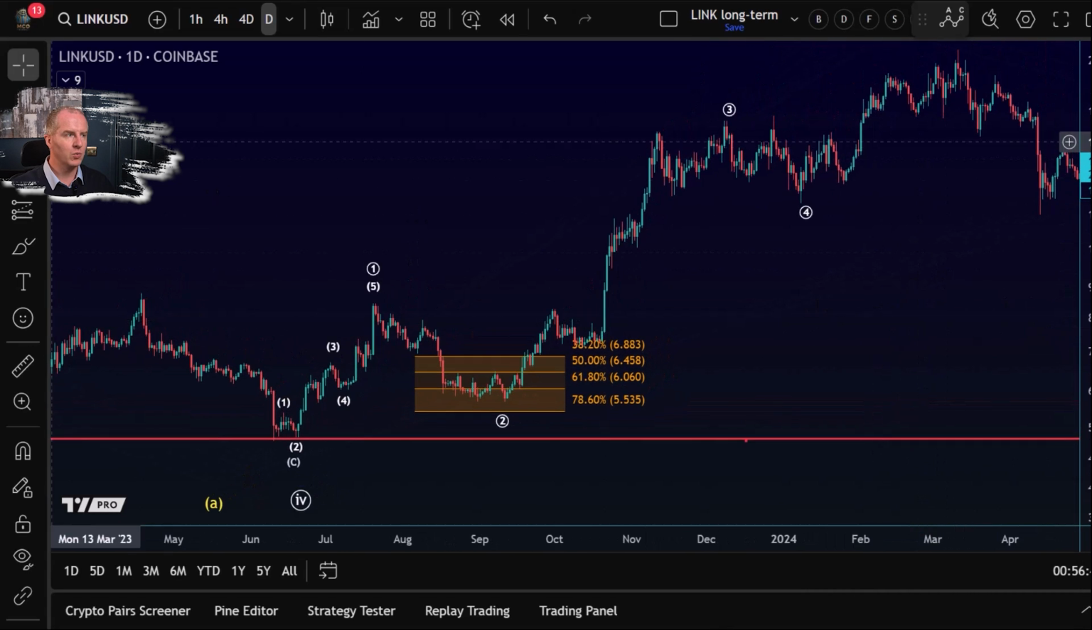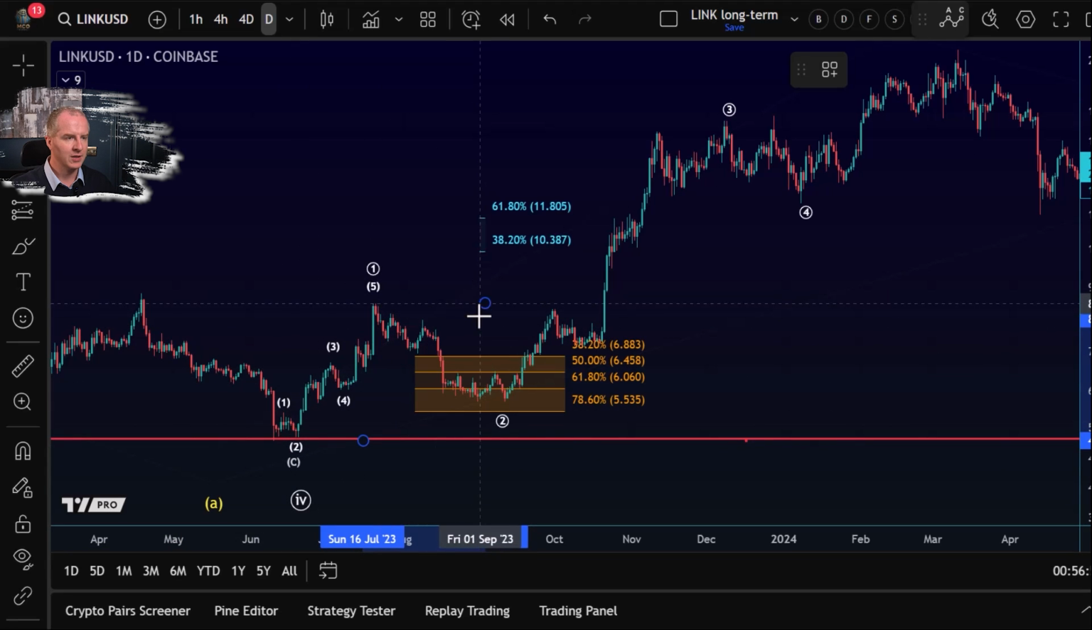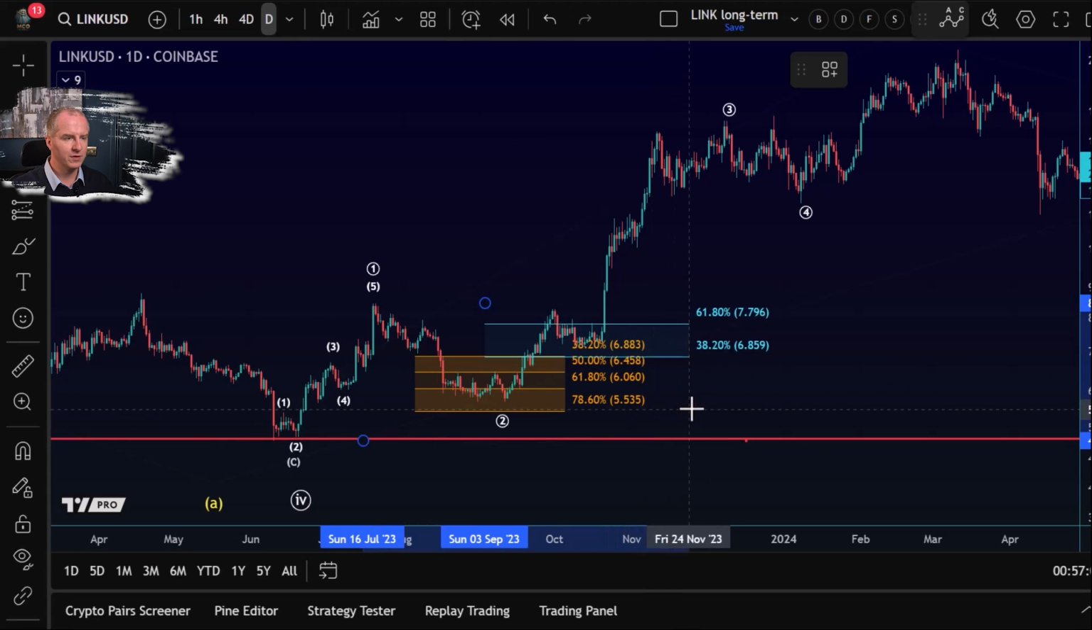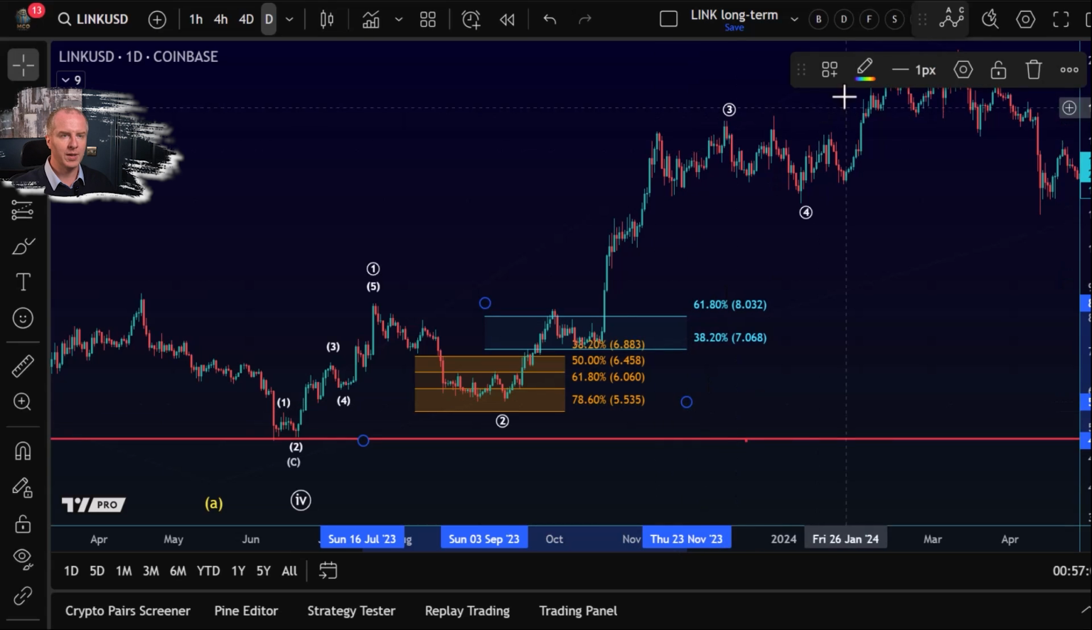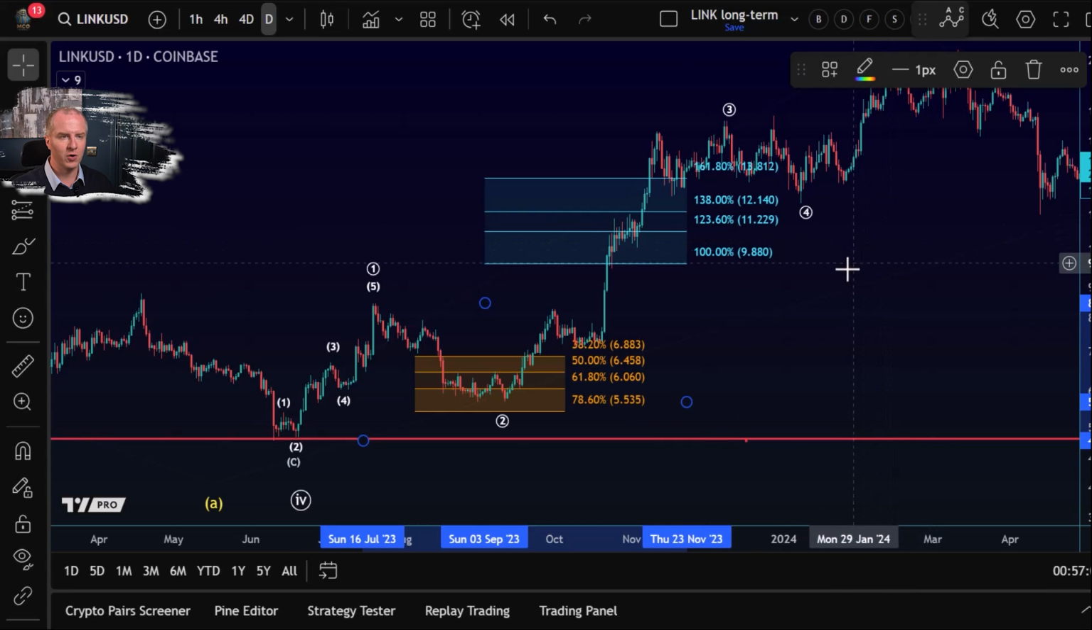Now then, how do we measure targets for a third wave? We take the length of the wave 1, Fibonacci extension tool, we measure from the beginning of the wave 1 to the end of the wave 1. We go to the low of the wave 2. And what I'm typically tracking for a third wave, especially in crypto, is minimally the 138% extension. Now you can clearly see that was reached.